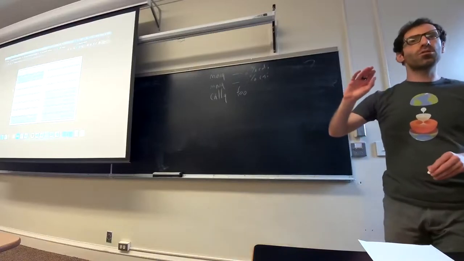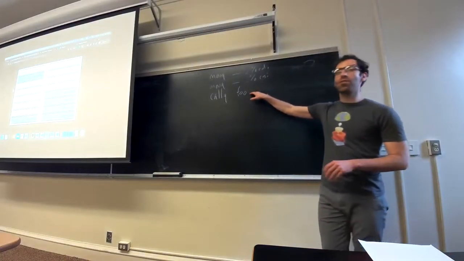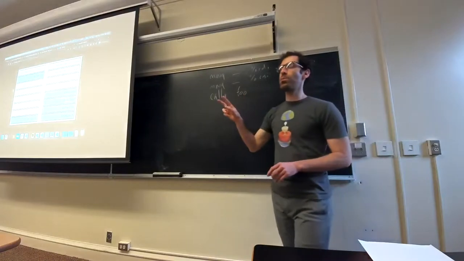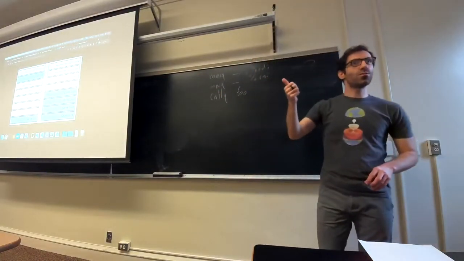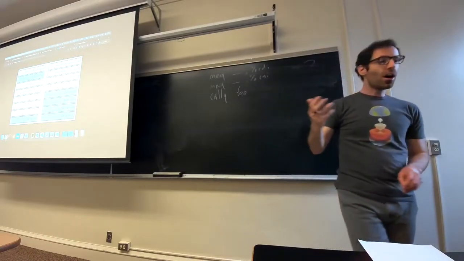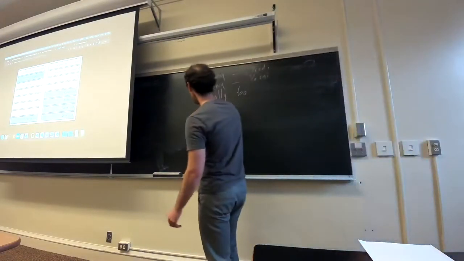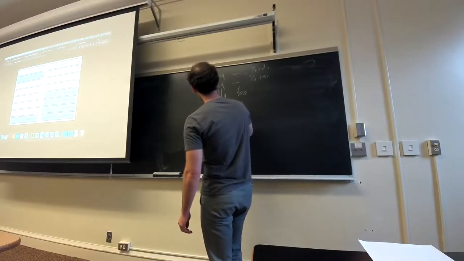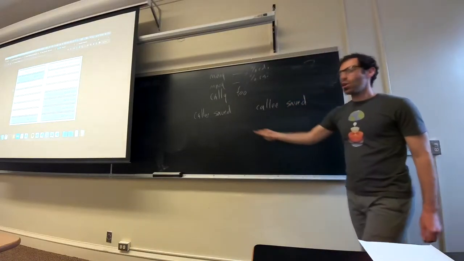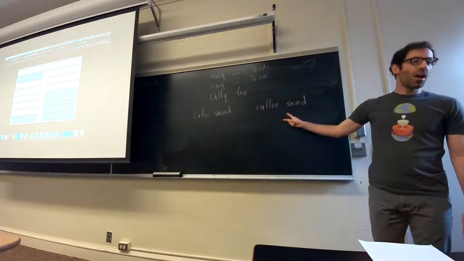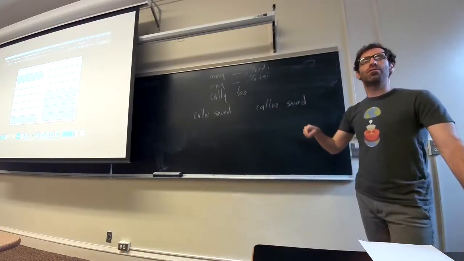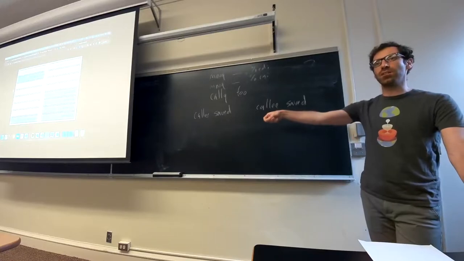Then there's a slightly more subtle question. What does calling a function do to the current values of registers? There are basically two options. One, calling a function cannot change the register, or the function can do whatever it wants with the register. And these break down into two categories, caller saved or callee saved. This indicates whose responsibility it is to preserve the value that is currently in a register if it will be needed later.